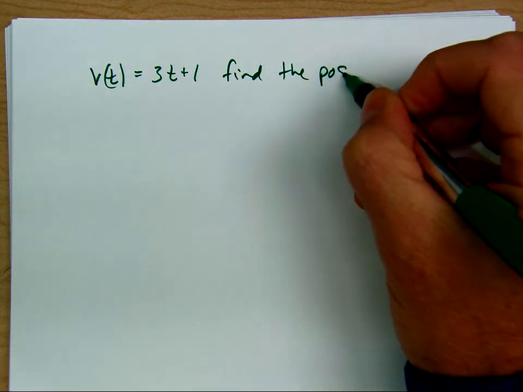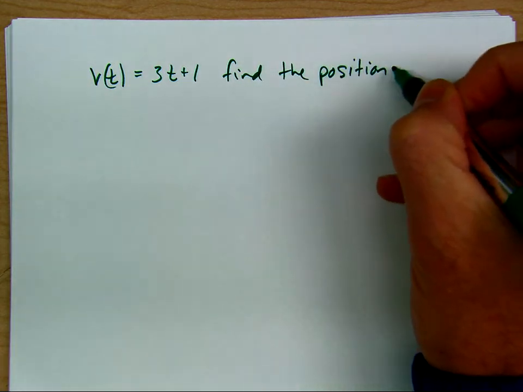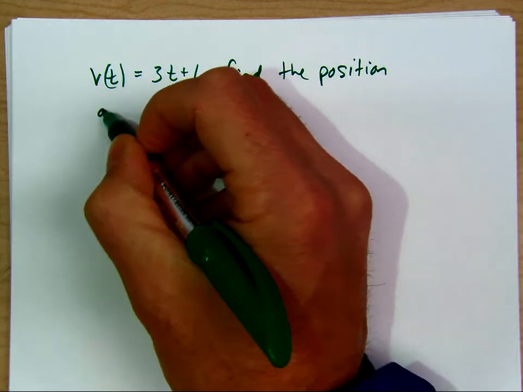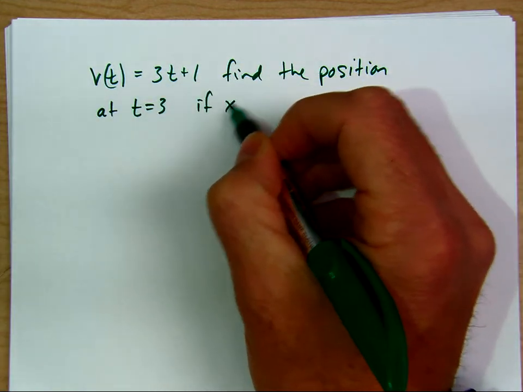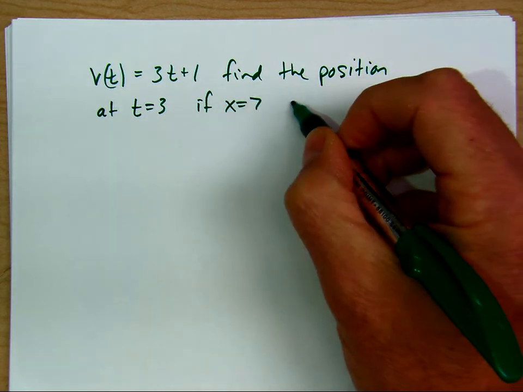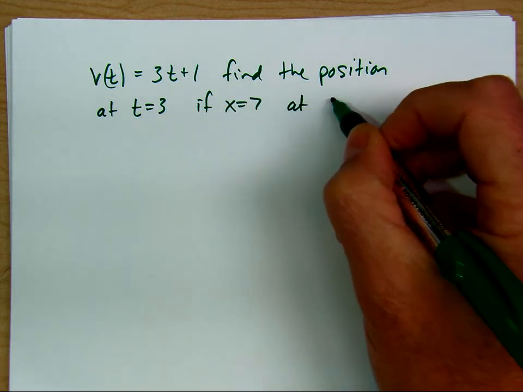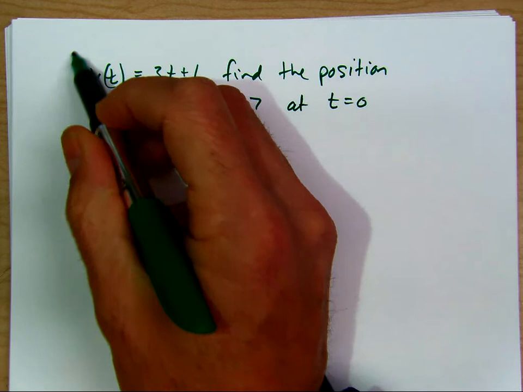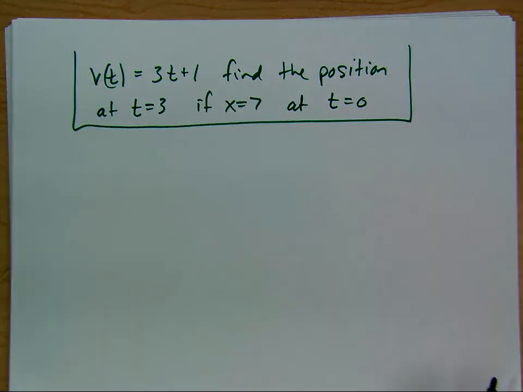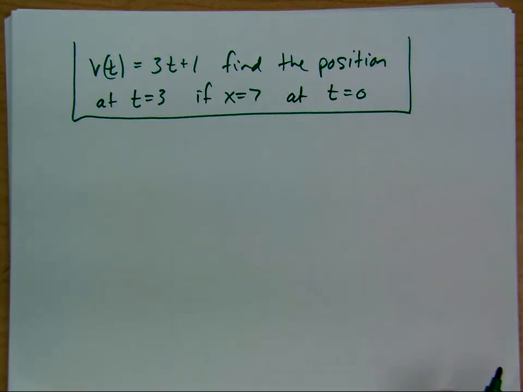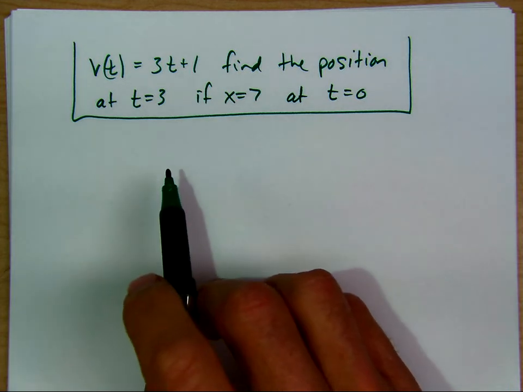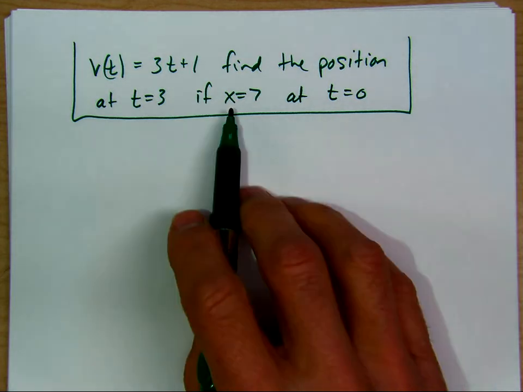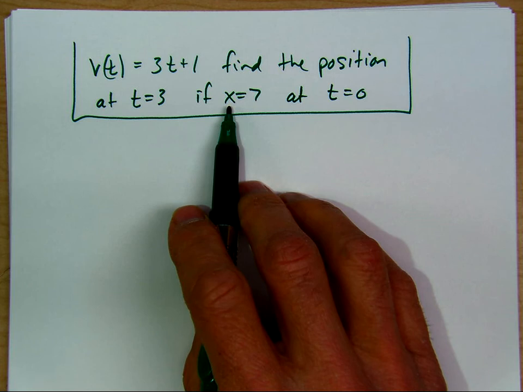So here we're given velocity, and we need to find the position at t equals 3 if x equals 7 at t equals 0. And then also, they'll explain that the object is moving horizontally, and so that's why we would have an x. If the object was moving vertically, they might use a y here.